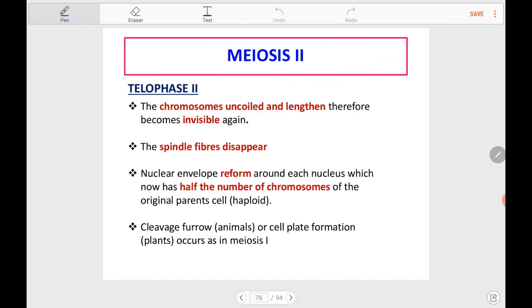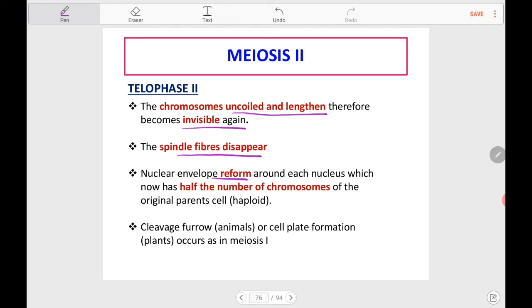So the final stage is telophase 2. So during telophase 2, chromosomes will start to uncoil and lengthen, and therefore will start to become invisible again. So, sama juga macam apa yang berlaku semasa telophase of mitosis. At the same time, spindle fiber starts to disappear and nuclear envelope starts to reform again, terbentuk semula.